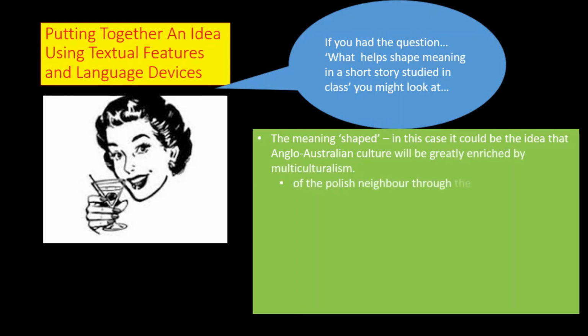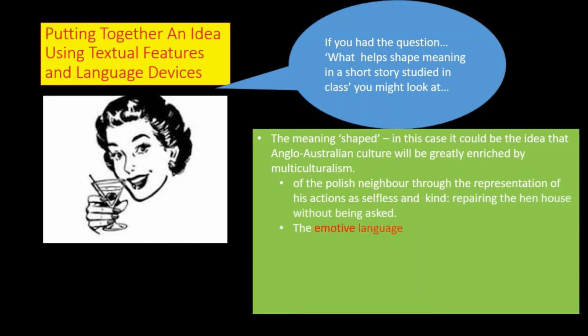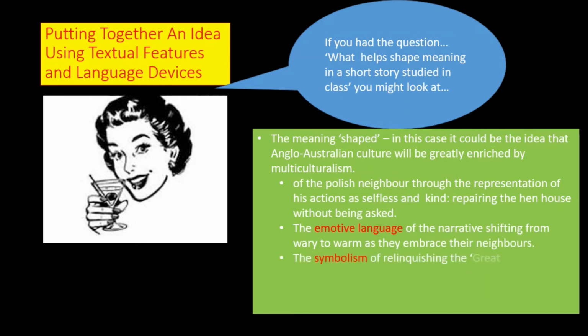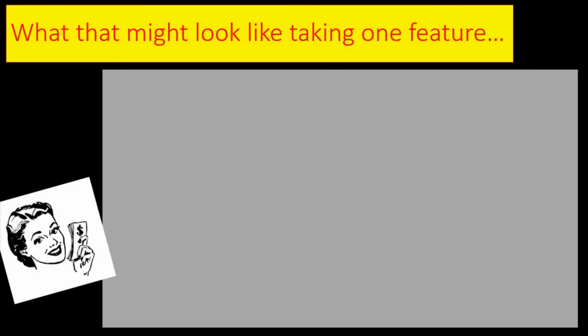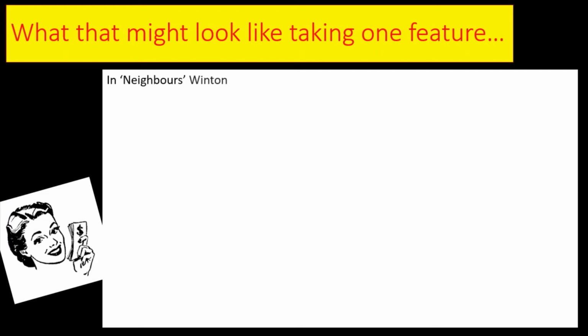So here are some things you could look at. The polished neighbour, through his representation of his actions as selfless and kind, repairing the hen house without being asked. It could be the emotive language of the narrative shifting from wary to warm as they embrace their neighbours. Or the symbolism of relinquishing the great Australian novel, capital letters, to instead enjoy a meaningful moment, which is the birth and celebration of his son with his neighbours. What would that look like if we were to take one of those in a paragraph?